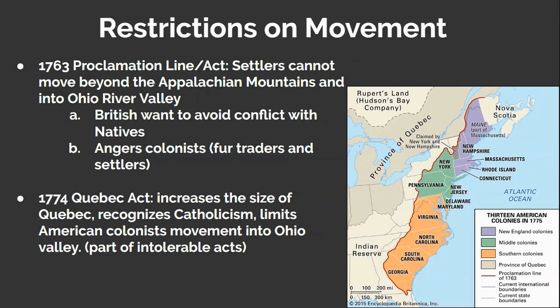Let's take a look at the restrictions of colonist movement as a cause for the Declaration of Independence. One of the first acts to draw the ire of colonists was the Proclamation Act of 1763, which forbade colonists from moving across the Appalachian Mountains. This impacted settlers looking to farm the rich soil of the Ohio River Valley and fur traders looking to trap animals in the region. Later on, the Quebec Act passed, which was a part of a series of acts the colonists dubbed the Intolerable Acts.